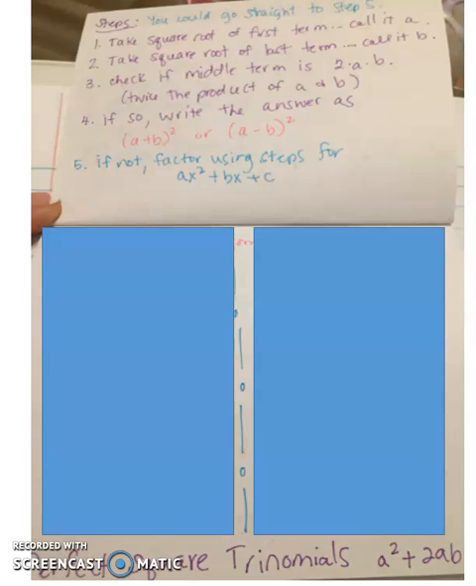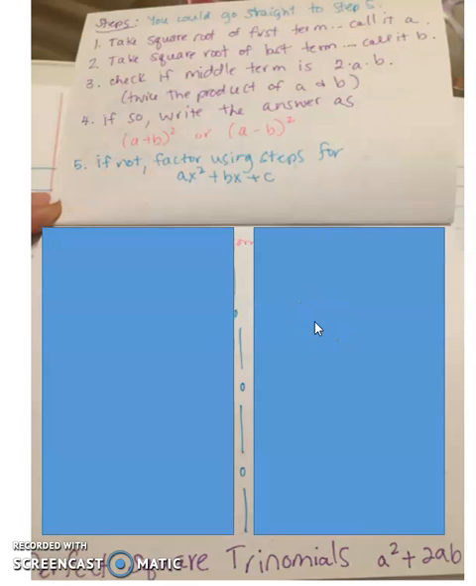Step 1 is to take the square root of the first term. You're going to call it a. Step 2 is to take the square root of the last term, and you're going to call it b. Notice these are the same 2 steps that you use for difference of squares as well. You do have a step 3 because there is a middle term since this is a trinomial. And the thing you have to do with this is check if the middle term is twice the first and the last term being multiplied, so twice the product of a and b.